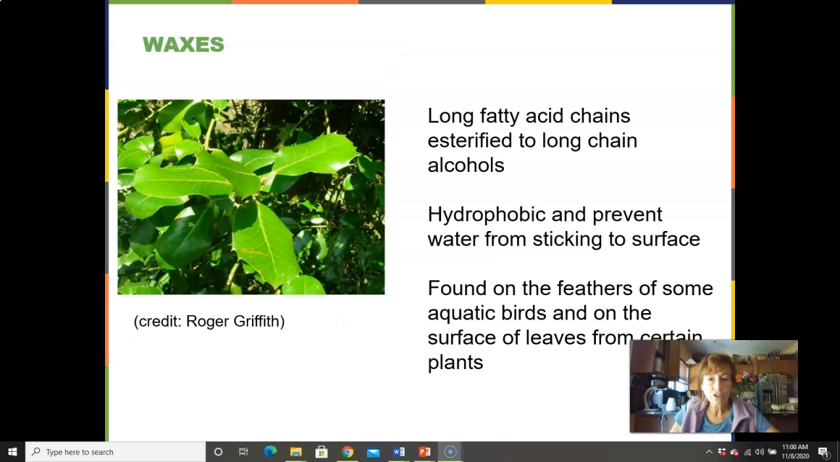Waxes are useful in nature, particularly because they have these really long fatty acid chains. And when it says here esterified, it just means that those are ester bonds, ester linkages to longer chain alcohols. You don't need to know the actual chemistry of this, but basically waxes are things like what you see here. They can coat the outside of leaves, preventing dehydration and preventing things from sticking. So very helpful.